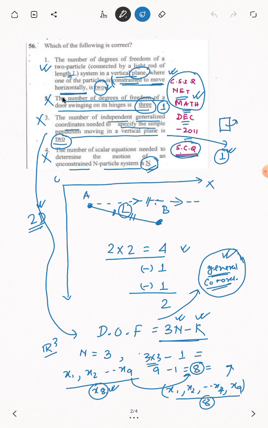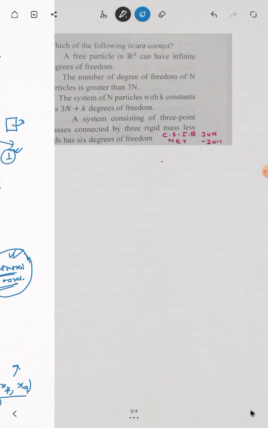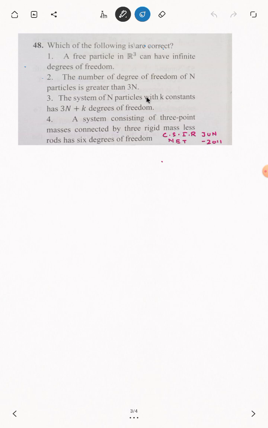So what we have seen is, if we know all the results, then this particular question will take, say, 20 seconds. We can solve it within 20 seconds. That will help you tremendously. Now come to the next question. It came in CSIR NET Math, June 2011. What is the question saying?